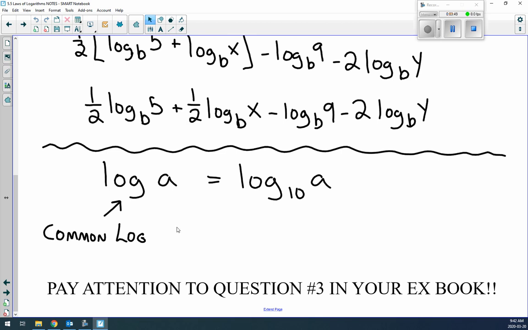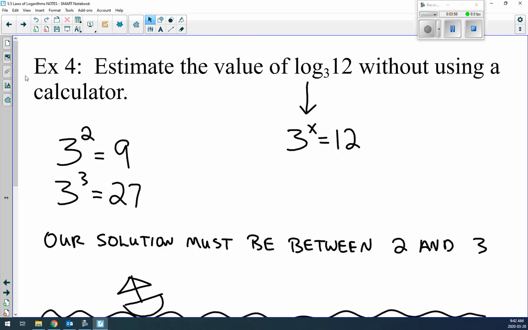Okay, now what we can do is take logs and estimate what answers are without the use of a calculator. So flip to the next page and look at example number 4 here. Estimate the value of log base 3 of 12 without using a calculator. Well, if you remember back in grade 9, we used something called benchmarks, which are numbers above and below. So for instance, 3 squared is 9 and 3 to the 3 is 27. And we want this to be 12. So our x value has to be between 2 and 3. And in reality, it's probably closer to 2 than it is to 3.